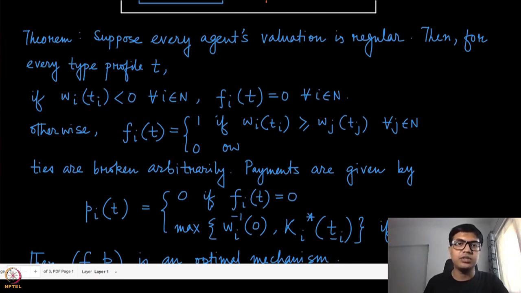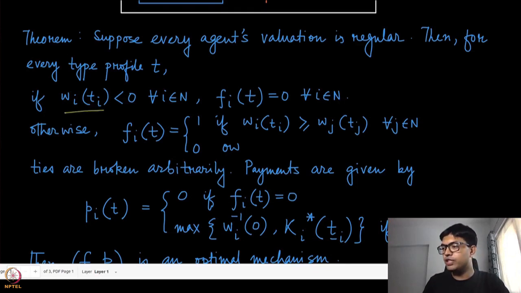So let us now look at the actual allocation and payment for this optimal mechanism, Myerson's optimal mechanism for single object allocation in the most general setting with multiple agents. The whole learning that we have done in the previous modules can be summarized into this theorem. Suppose every agent's valuation is regular. That is an assumption that we will start with. Then for every type profile, the following things should happen for the optimal mechanism.